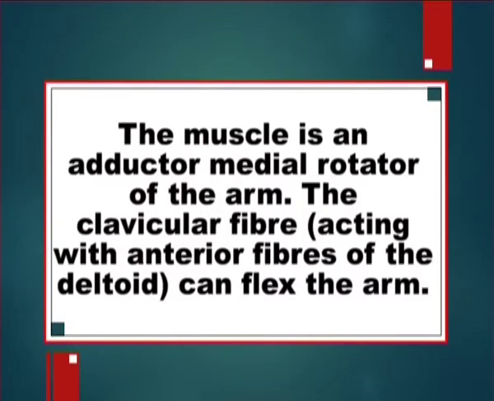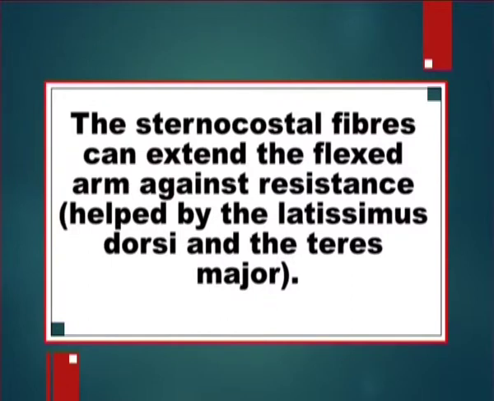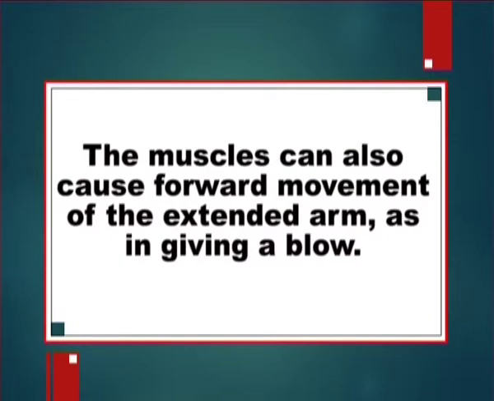Actions. The muscle is an adductor and medial rotator of the arm. The clavicular fibers, acting with the anterior fibers of the deltoid, can flex the arm. The sternocostal fibers can extend the flexed arm against resistance, helped by the latissimus dorsi and the teres major. The muscle can also cause forward movement of the extended arm, as in giving a blow.